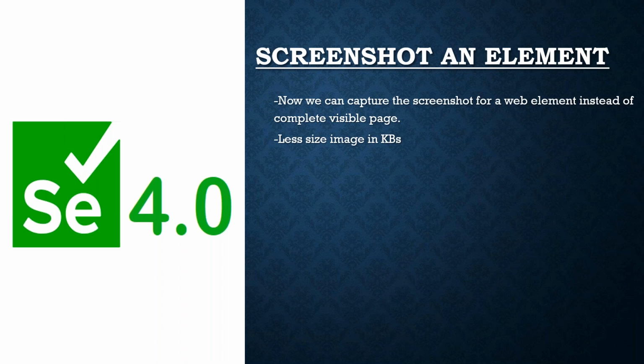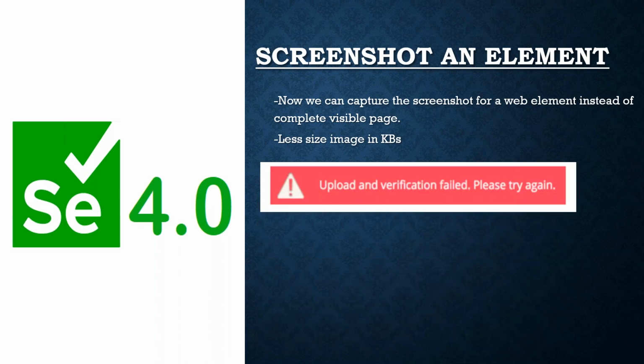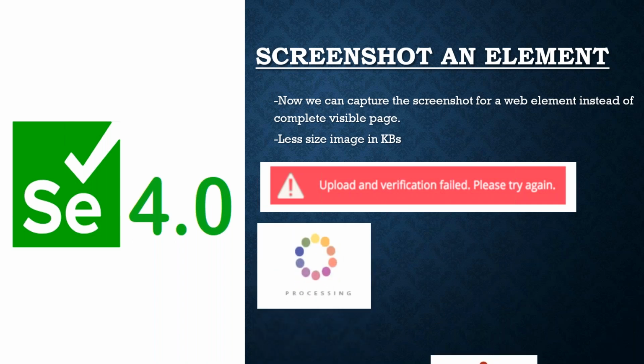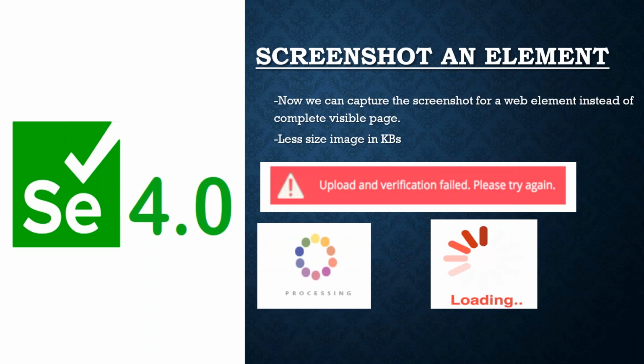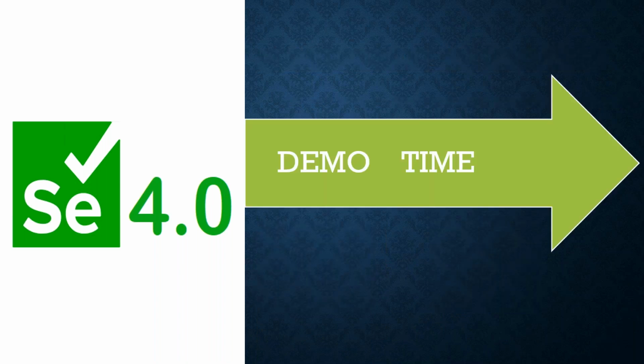Now in Selenium 4 we can capture the screenshot for a particular element. For example, if this is the error, we can capture a screenshot for this particular error, not the whole page. We can also capture a screenshot for a processing element, a loading element, something like this. Let me move forward. Let me show you the demo.